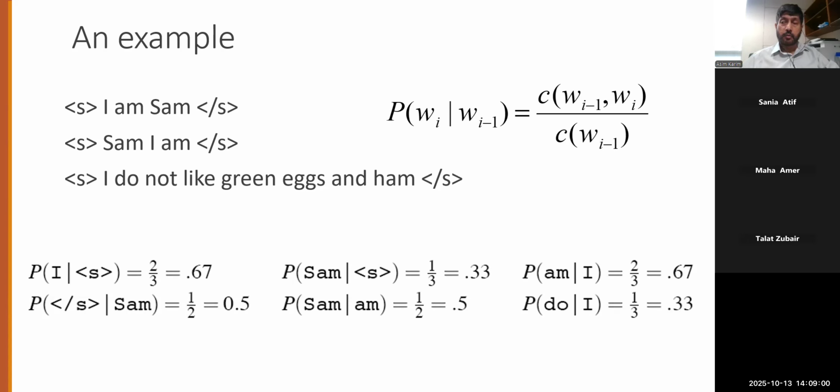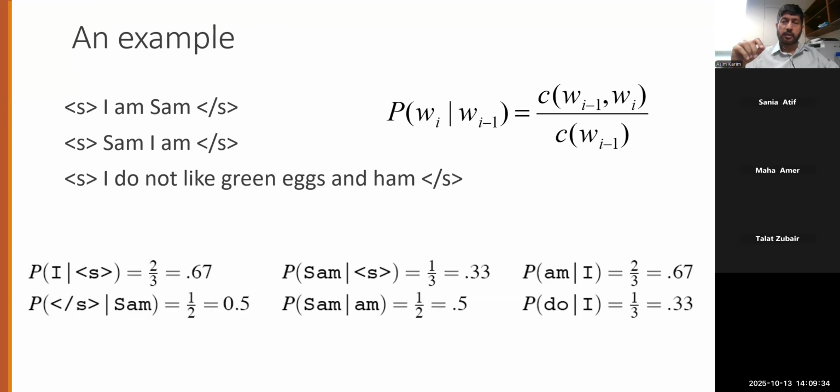So what will we do? We will need to find the number of times that we see S and I in the corpus. So S is the starting token and I is a word. So how many times do we see S and I in this corpus? You see it in the first sentence and you see it in the third sentence, right? So you see it here as well and you see it in the first. So you have two counts of S followed by I.